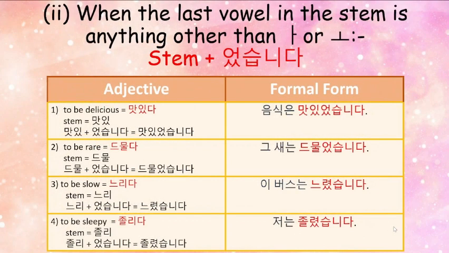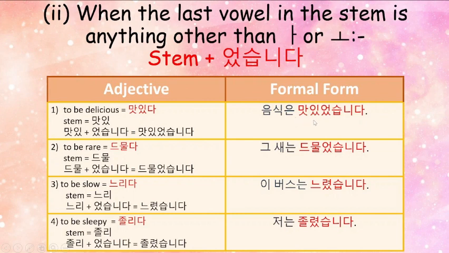Now comes the second case, when the last vowel in the stem is anything other than a or o. In that case, you have to attach osimnida to the stem. Let's see some examples. Suppose I have to conjugate the adjective 맛있다, which means to be delicious. Here the stem is 맛있. So check the last vowel. It is neither a nor o. So what will be the ending? osimnida. And it will become 맛있었습니다. Okay? For example, I have to say the food was delicious.